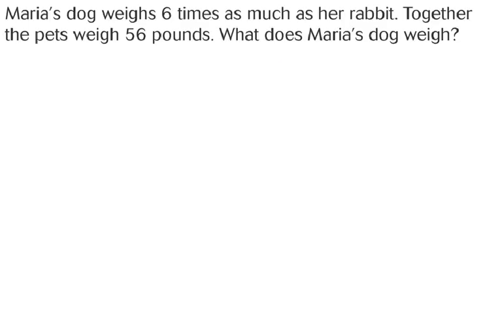Maria's dog weighs 6 times as much as her rabbit. Together, the pets weigh 56 pounds. What does Maria's dog weigh? Now, this type of problem is going to require that we draw a model. We can go into our problem and we can cross some things out. We have times as many as, which we know means multiplication. And together, they weigh 56 pounds. And we want to know what her dog weighs. The tricky part about these problems is we don't have all the information. We're missing a piece and we need to figure out what that missing piece is.